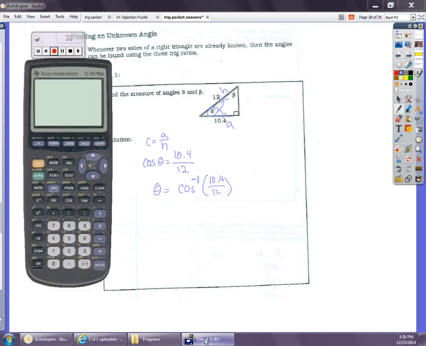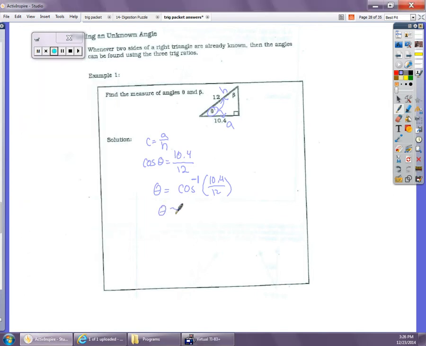So that's when you take the calculator, and here's cosine, but we don't want cosine, we want second cosine, which will give us the inverse of 10.4 divided by 12, and you get about 29.9. So this angle is approximately 29.9.